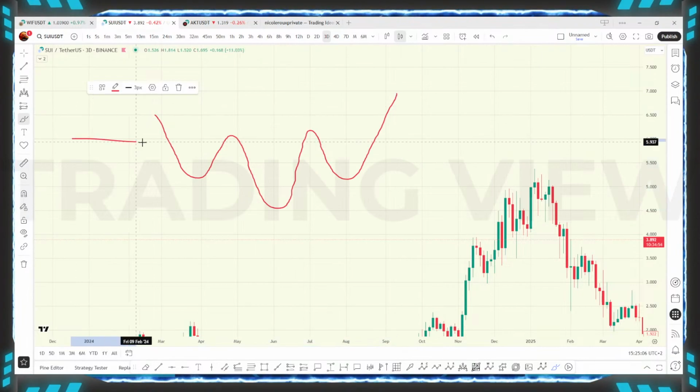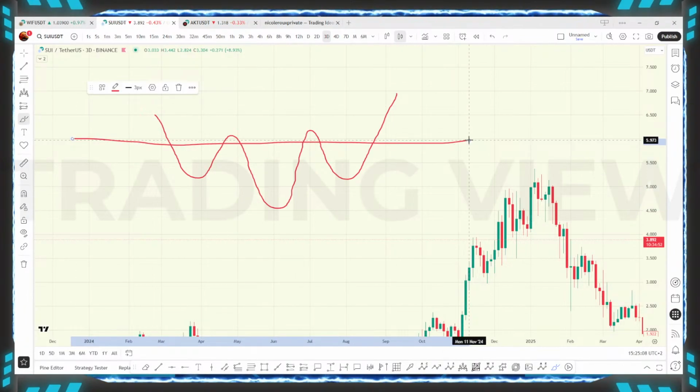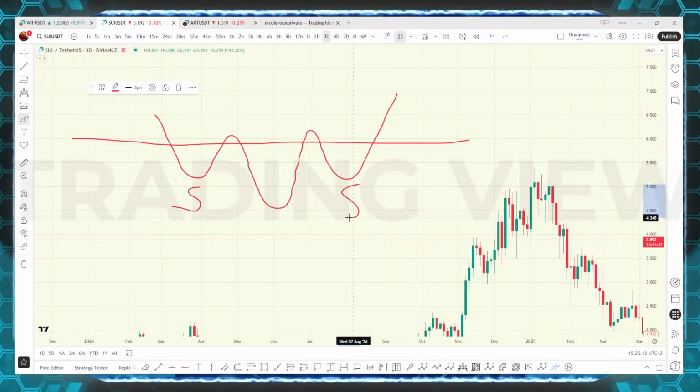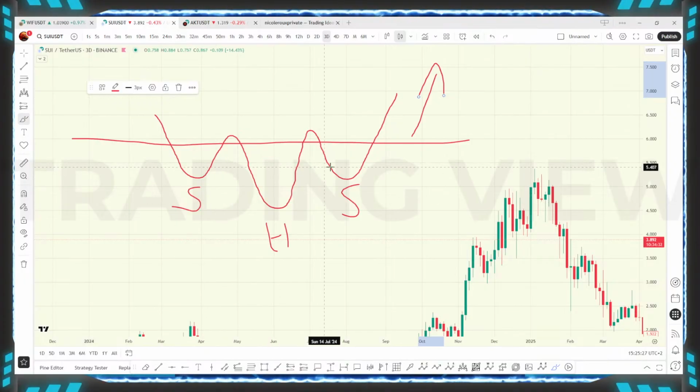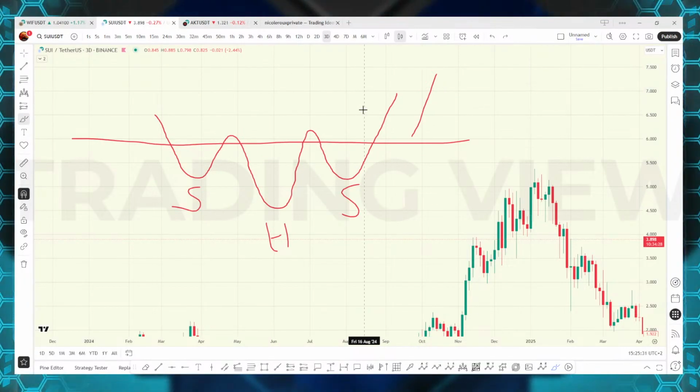Now here your neckline will be at this side, meaning this is a shoulder, and the head. If this is the head, it basically means this is a turnaround, meaning this is a bullish reversal, because we were bearish and now we're turning bullish. So you get an opposite head and shoulders too.